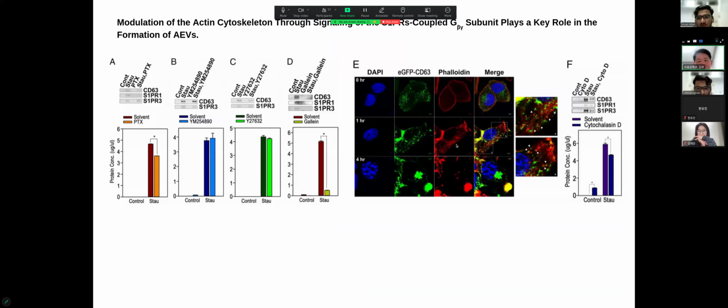And in this experiment, it was tried to find what component of the G protein coupled receptor is involved in the formation of AEVs.